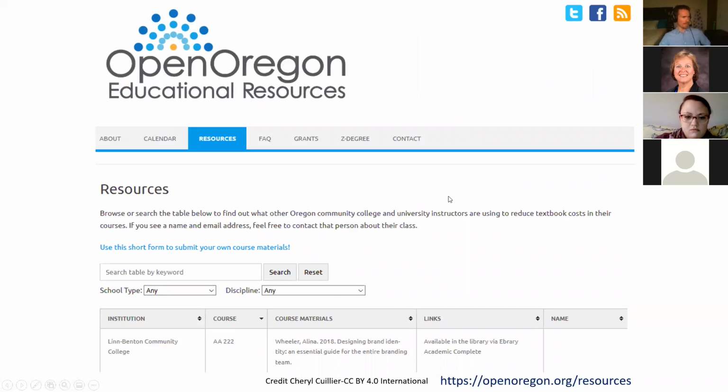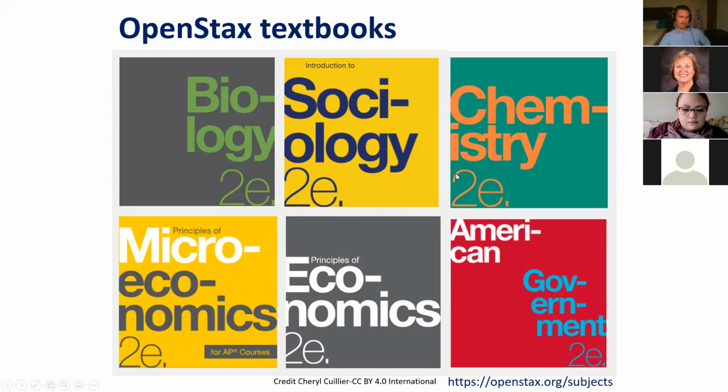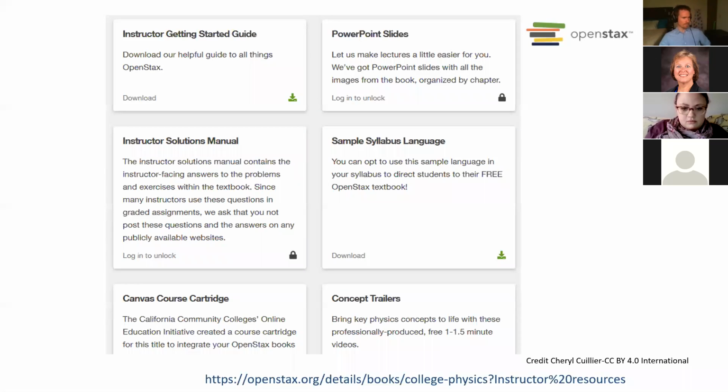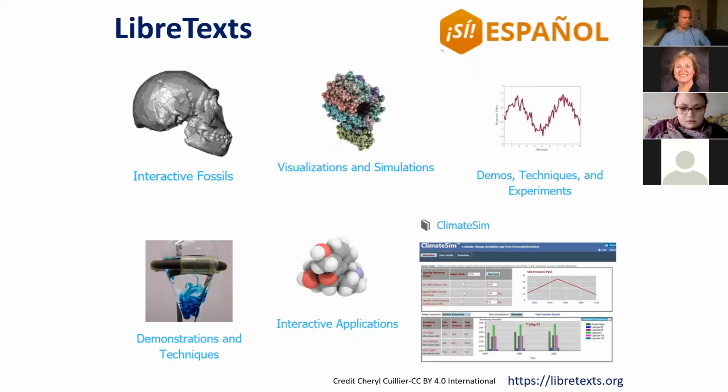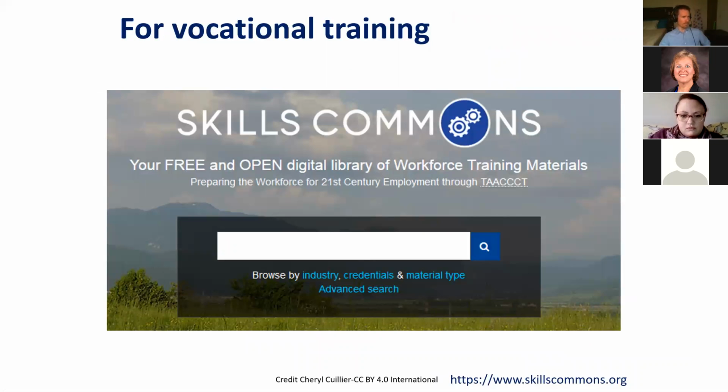This is going to be an example of Open Oregon. OpenStax, which is run out of Rice University. LibreText, which is one of my personal favorites. And then even for vocational training, Skills Commons. All right, so we're going to stop here and let's go ahead and start diving into some of these.